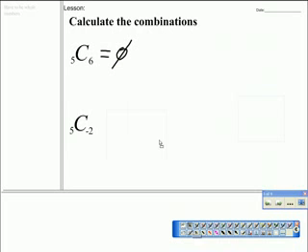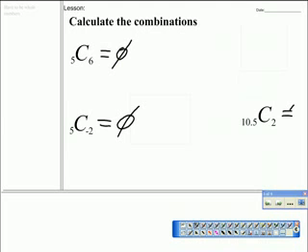Okay, how about this one? That can't be done. Good. Why not? You can't take negative 2 items, right? You can't have 5 things taken negative 2 at a time. This one also, empty set. How about this one? Can't do it. Very good, because it's not a whole number. So what kind of numbers do these have to be? Whole numbers. 0, 1, 2, 3, 4, 5, 6, 7, 8, 9, and so on and so forth.